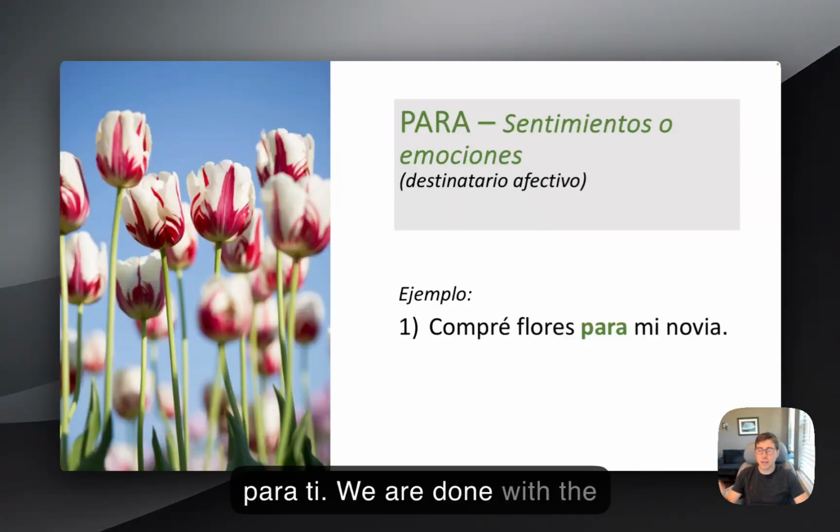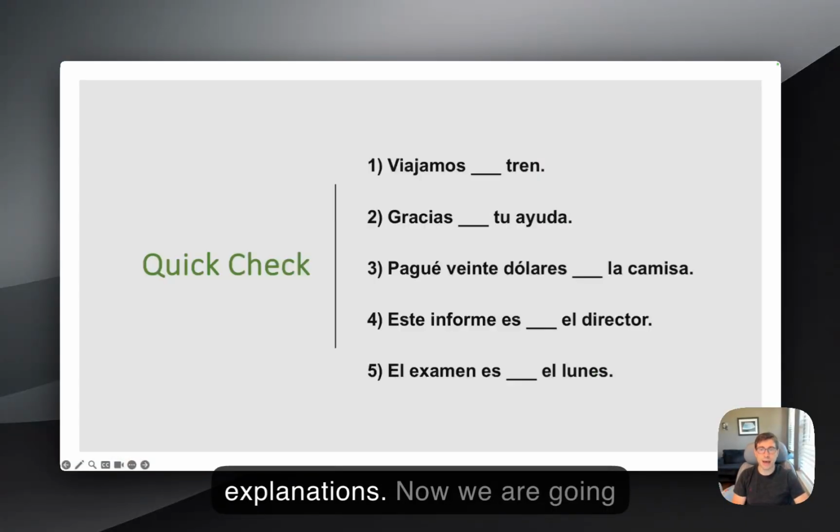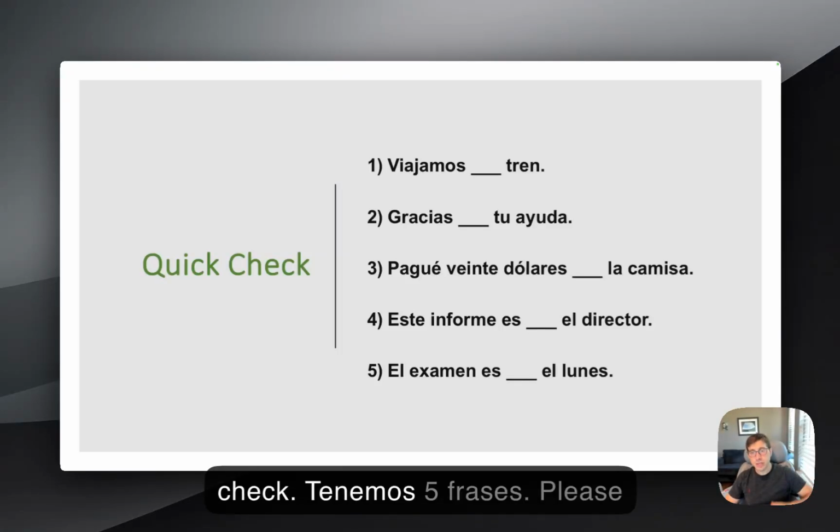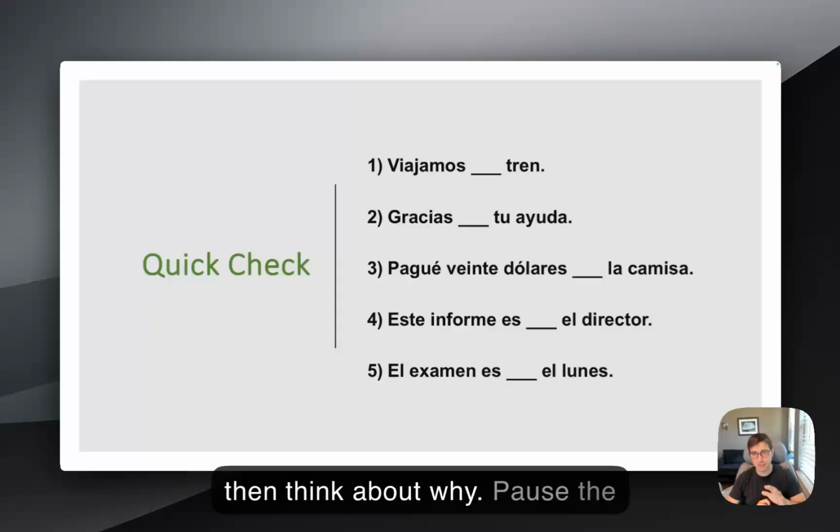We are done with the explanations. Now we're going to do the last thing, a quick check. Tenemos 5 frases. Please decide if it goes por or para, and then think about why. Pause the video because I'm about to give you the answer.